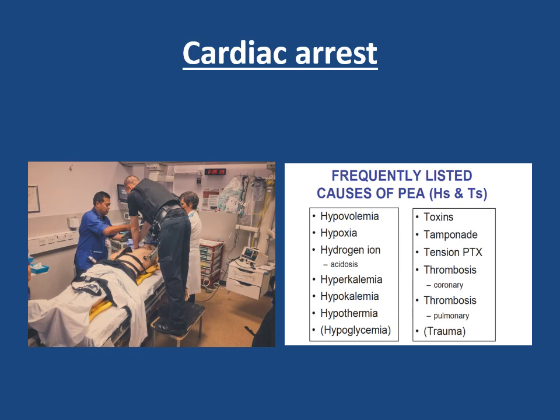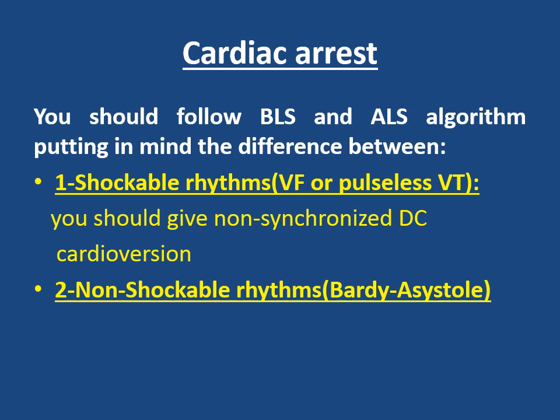The last and the most catastrophic cardiac emergency is cardiac arrest, and the most important causes of cardiac arrest include hypovolemia, hypoxia, acidosis, hyperkalemia, hypokalemia, hypothermia, and hypoglycemia, toxins, tamponade, tension pneumothorax, thrombosis, either coronary thrombosis or pulmonary embolism, and trauma. In a patient with cardiac arrest, we must follow the basic life support and advanced life support algorithm, keeping in mind the difference between the shockable arrhythmias, including VF or pulseless VT, for which we should give non-synchronized DC cardioversion, and the non-shockable arrhythmias, including bradyarrhythmia or asystole.